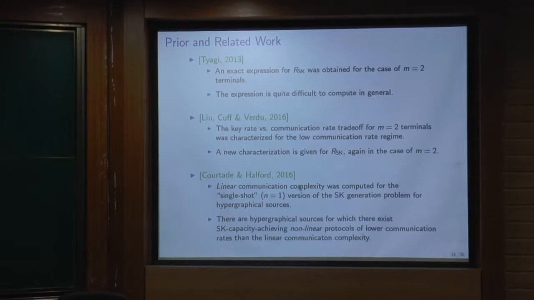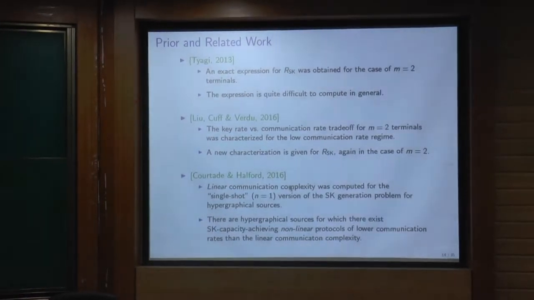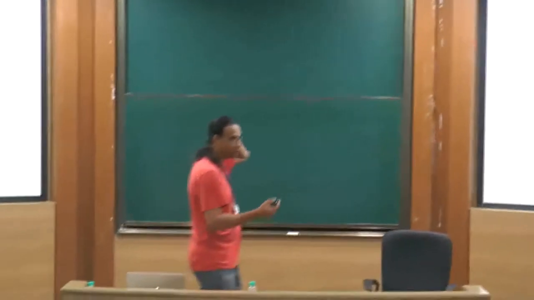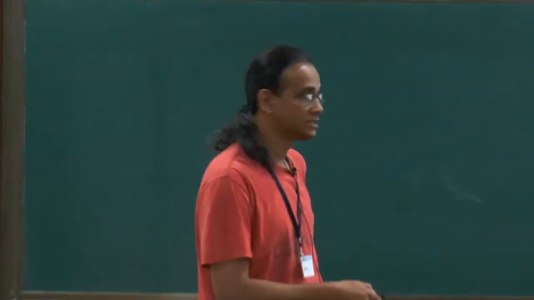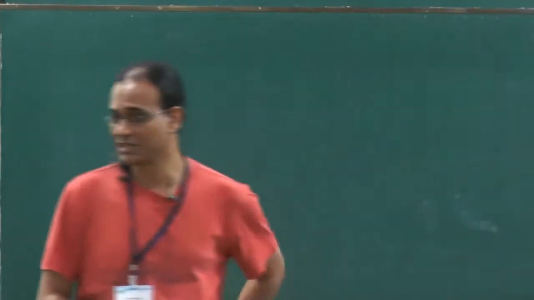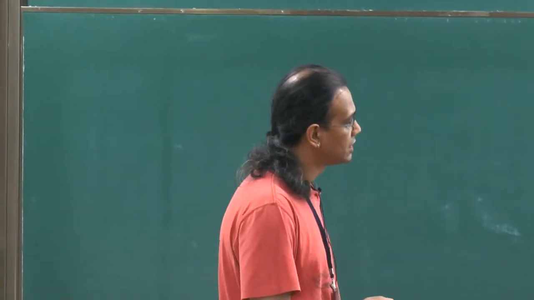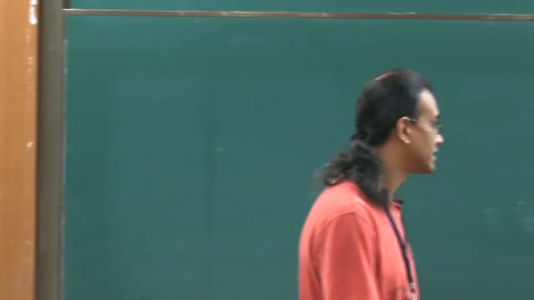Prior to this, there's also a single shot version of this. I've been talking about the asymptotic version where you have i.i.d. observations and n goes to infinity. In the single shot version, you only get one snapshot of the source, and you have to generate a key based upon that. In this case, all the key definitions are perfect secrecy definitions. That is, you must have perfect independence of the key from the communication, and so on. Courtade and Halford gave a characterization of the linear communication complexity. In other words, if the communication is restricted to be only a linear function of your observations, what is the maximum amount of secret key that you can generate? But they also showed that there are nonlinear protocols that beat the linear communication.